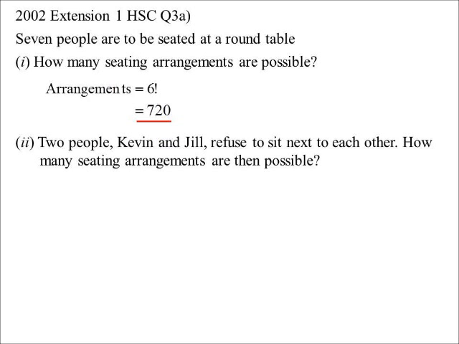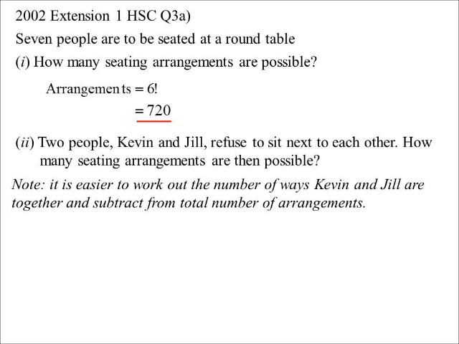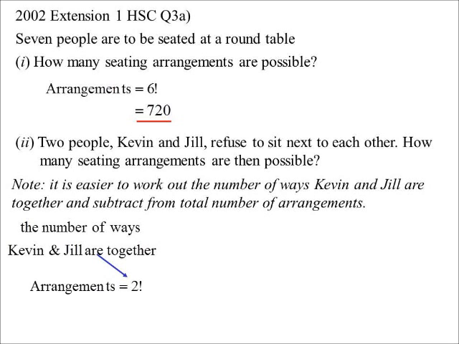Second part of the question, 2 people, Kevin and Jill, refuse to sit next to each other. They're fighting at the moment. How many seating arrangements are then possible? It's often easier with this sort of question to work out the number of ways they are together and then subtract them from the total number of possibilities. So I'm going to work out how many ways they are together. Well, put them together. 2 factorial ways they can be together. Group of 2 people, 2 factorial. They now become 1 object.